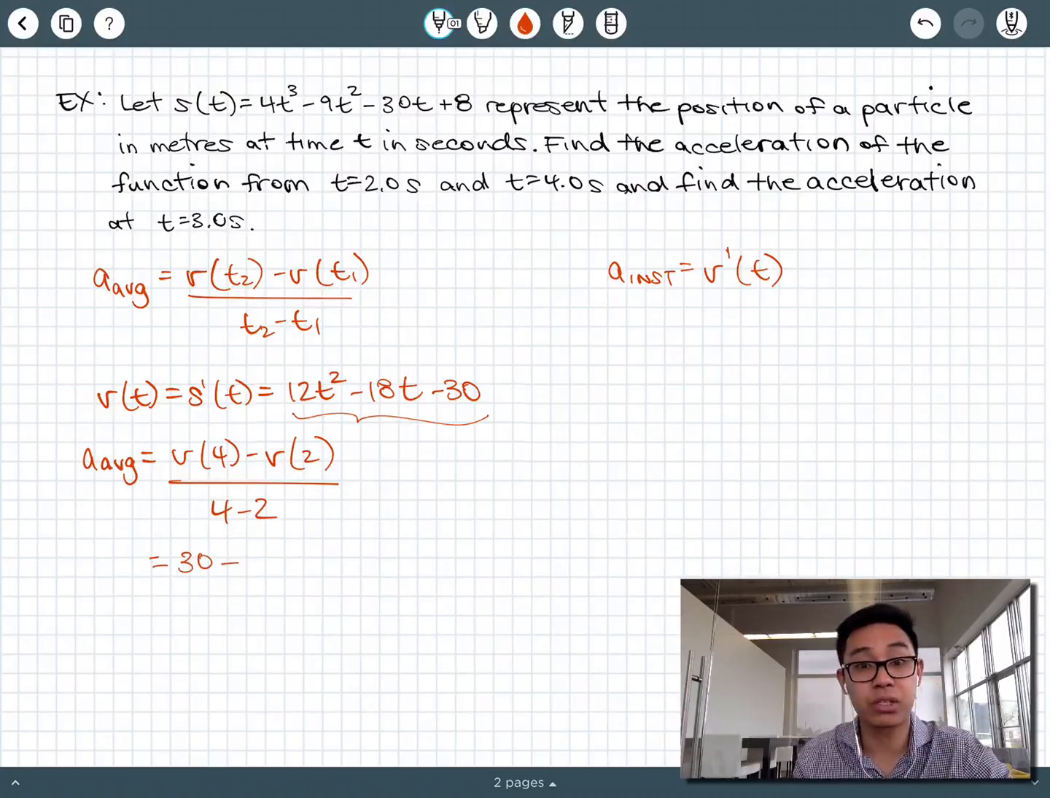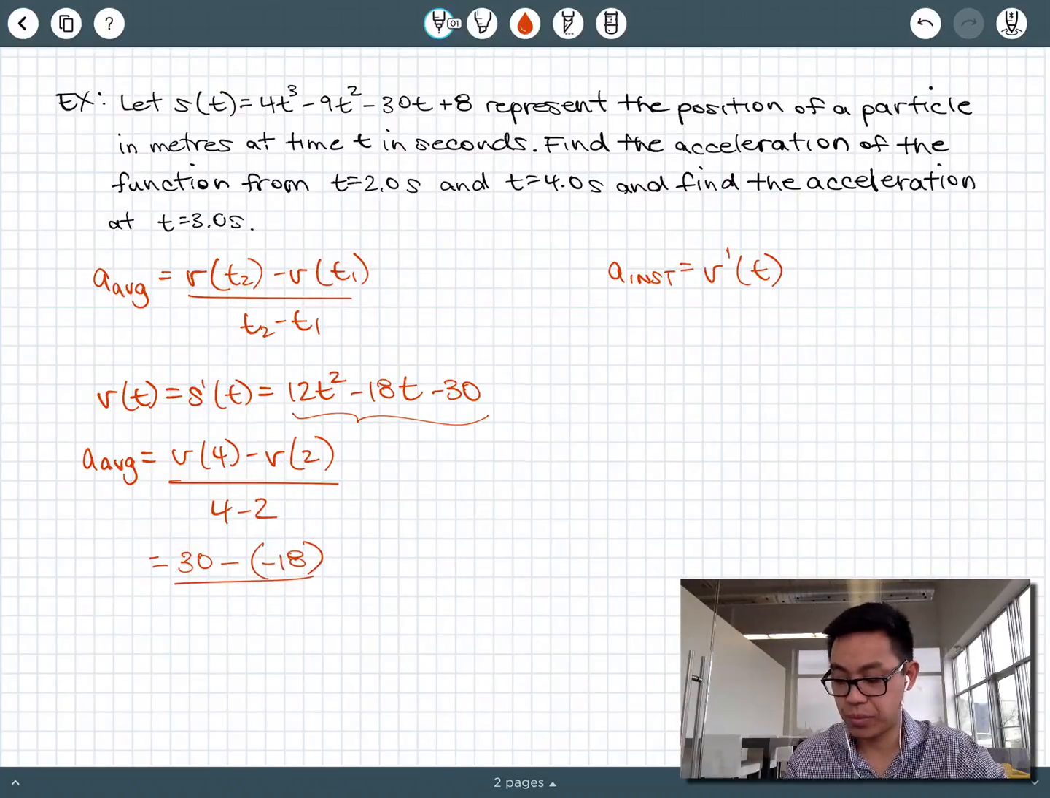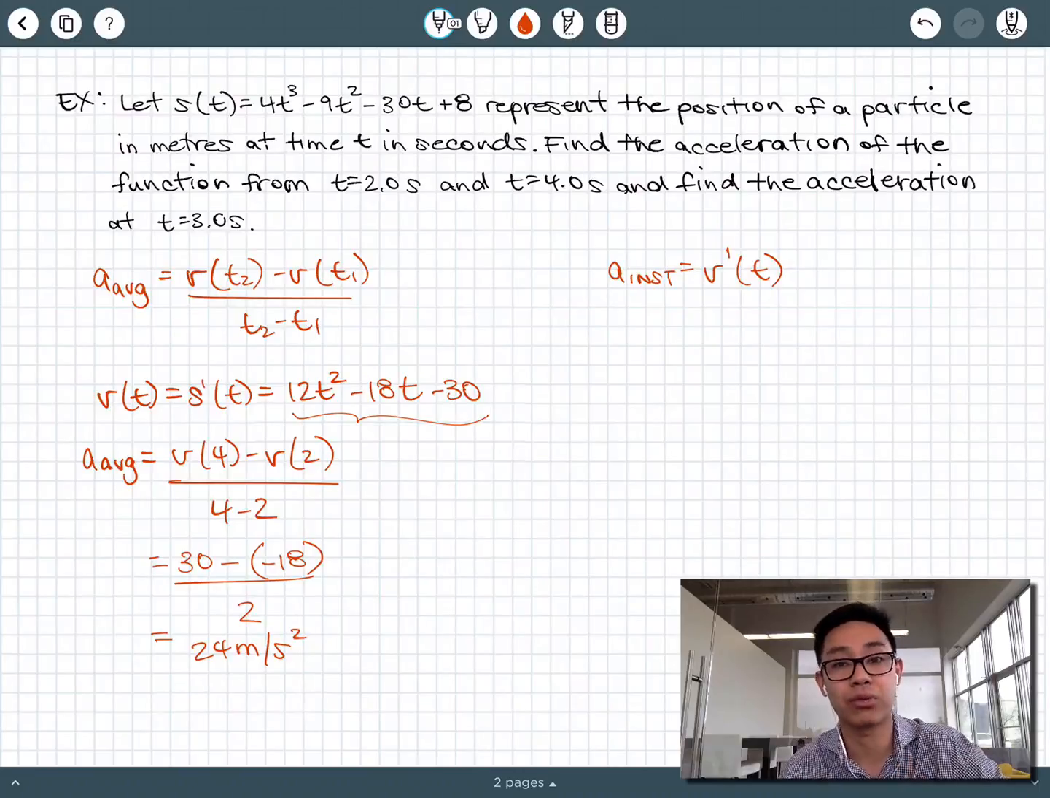Then if you were to sub in 2, you get negative 18 meters per second. And then 4 minus 2, of course, is 2. So you get 30 minus negative 18 is 48. Divide that by 2 and you get 24 meters per second squared. Remember, acceleration is measured in meters per second squared.